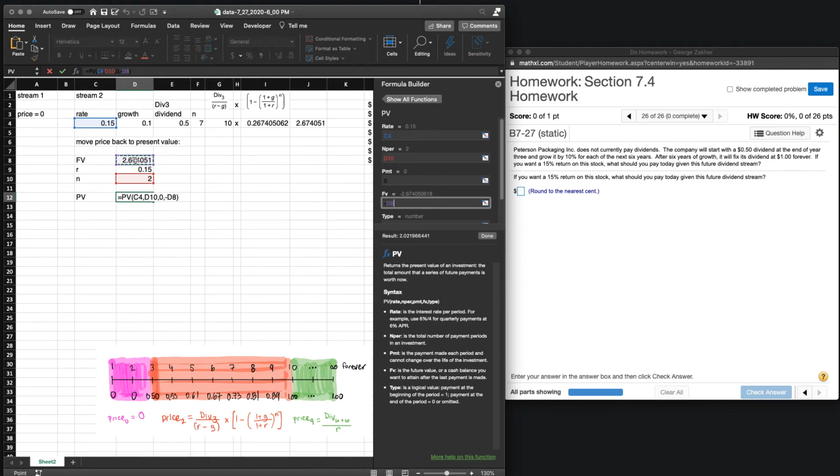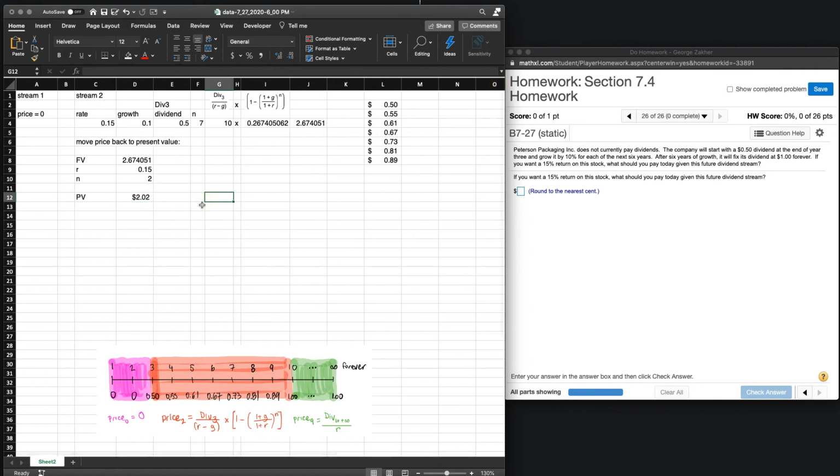Okay, wonderful. So we know that the value of the stock here is $2. So this area here is worth $2. Now we have to figure out the value of our perpetuity, our never-ending annuity payment after that 10 years, or from the end of 10 years on. So let's look at stream 3. We can get rid of this now. So we're looking at stream 3.